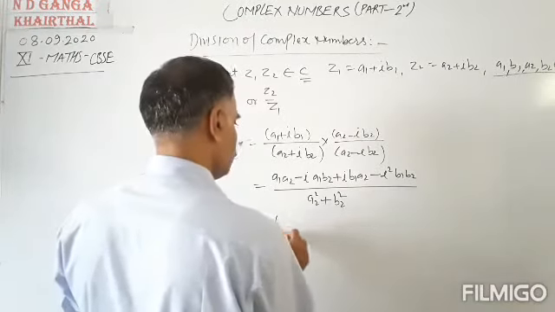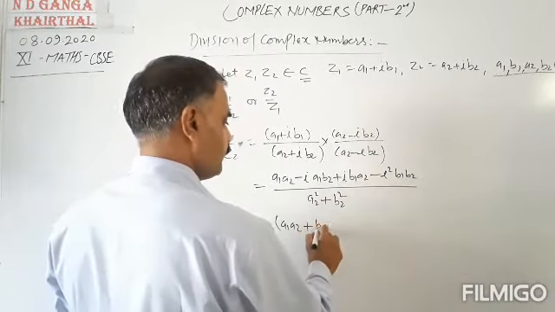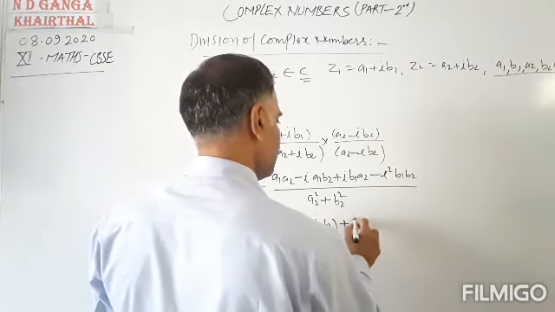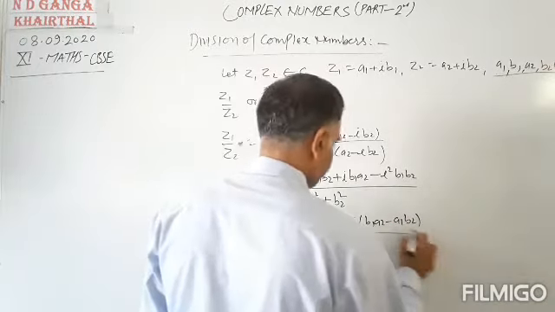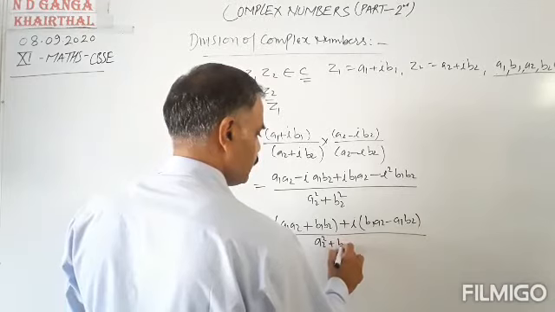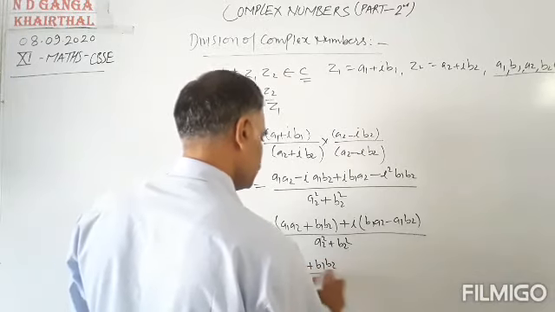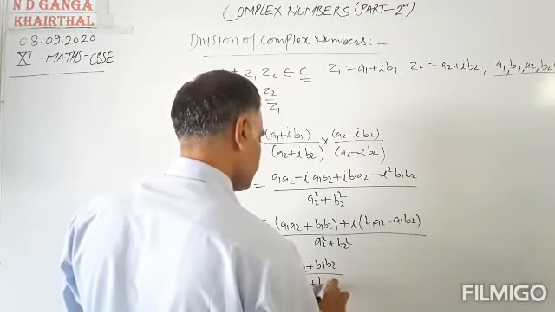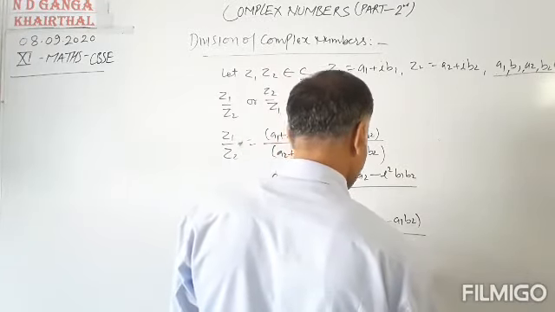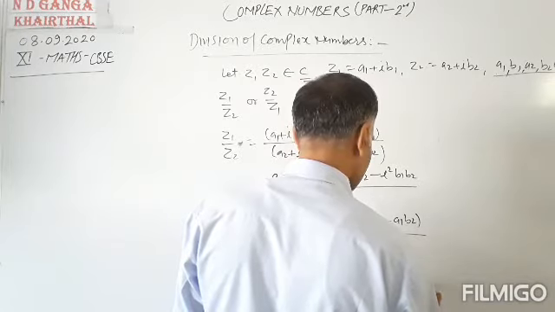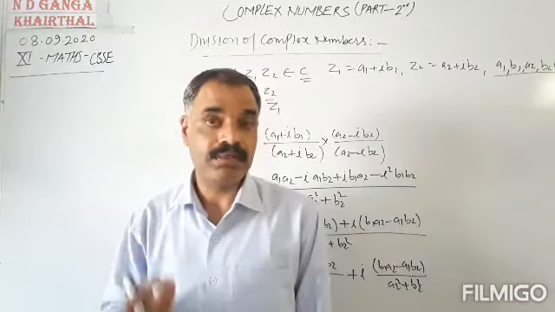So this equals a1 a2, and since iota square equals minus 1, plus b1 b2, plus, taking iota common, b1 a2 minus a1 b2, divided by a2 square plus b2 square. So this equals a1 a2 plus b1 b2 divided by a2 square plus b2 square, plus iota into b1 a2 minus a1 b2 divided by a2 square plus b2 square. This is the division of two complex numbers, z1 upon z2.